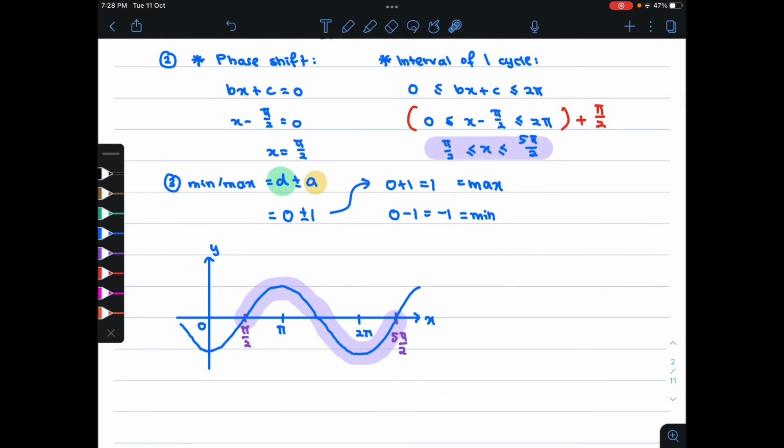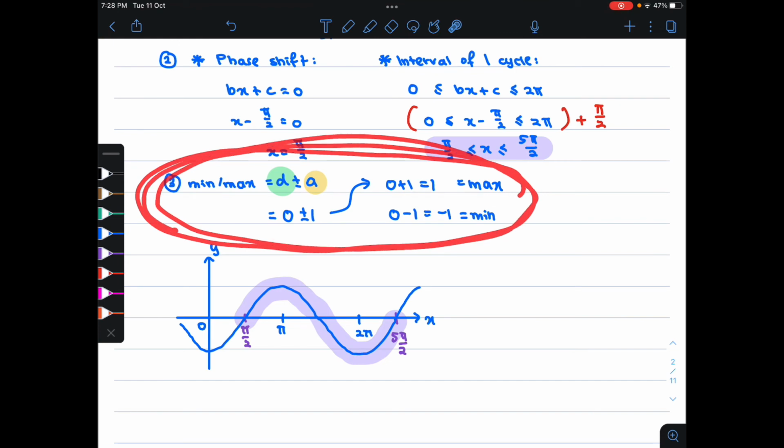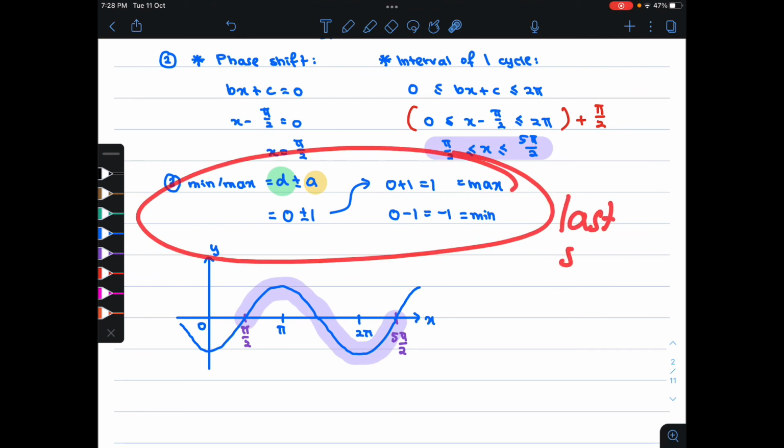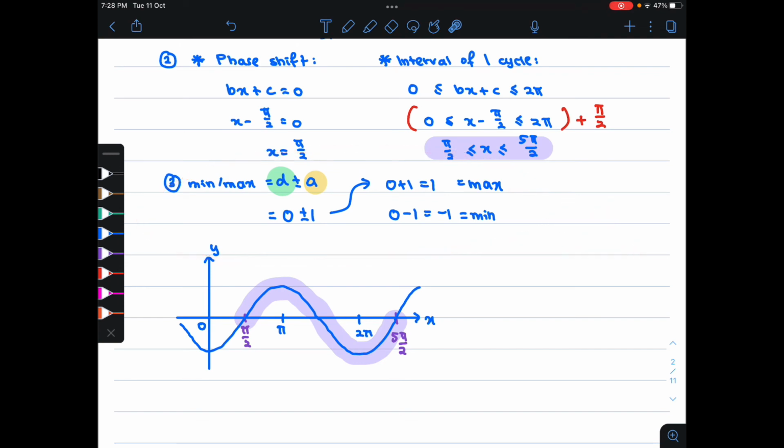Next, we can look at the value of minimum and maximum. So you can only plot this minimum and maximum point after you have shifted your graph upward or downward. Okay, so this will be your last step. Alright, so you know that the maximum is 1. So that means that the maximum value of your y is always at positive 1. And the minimum point is negative 1.